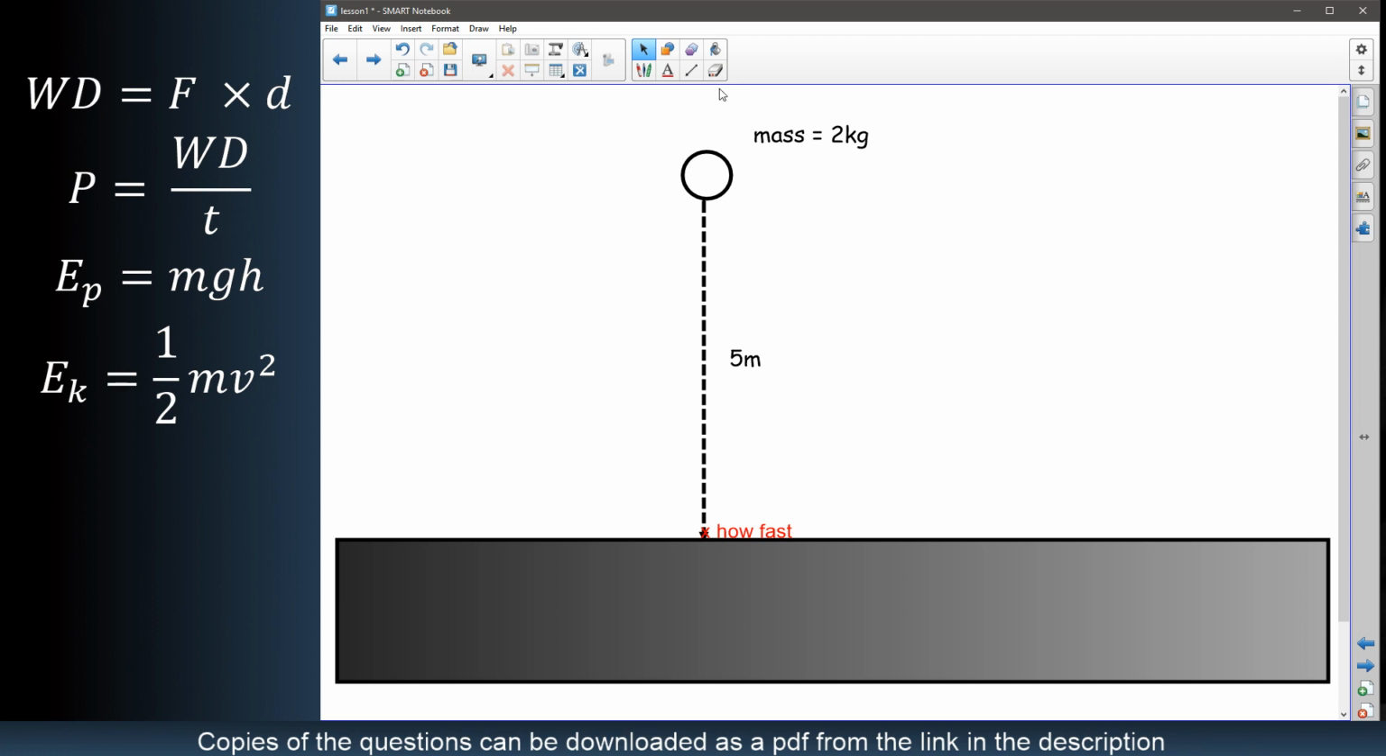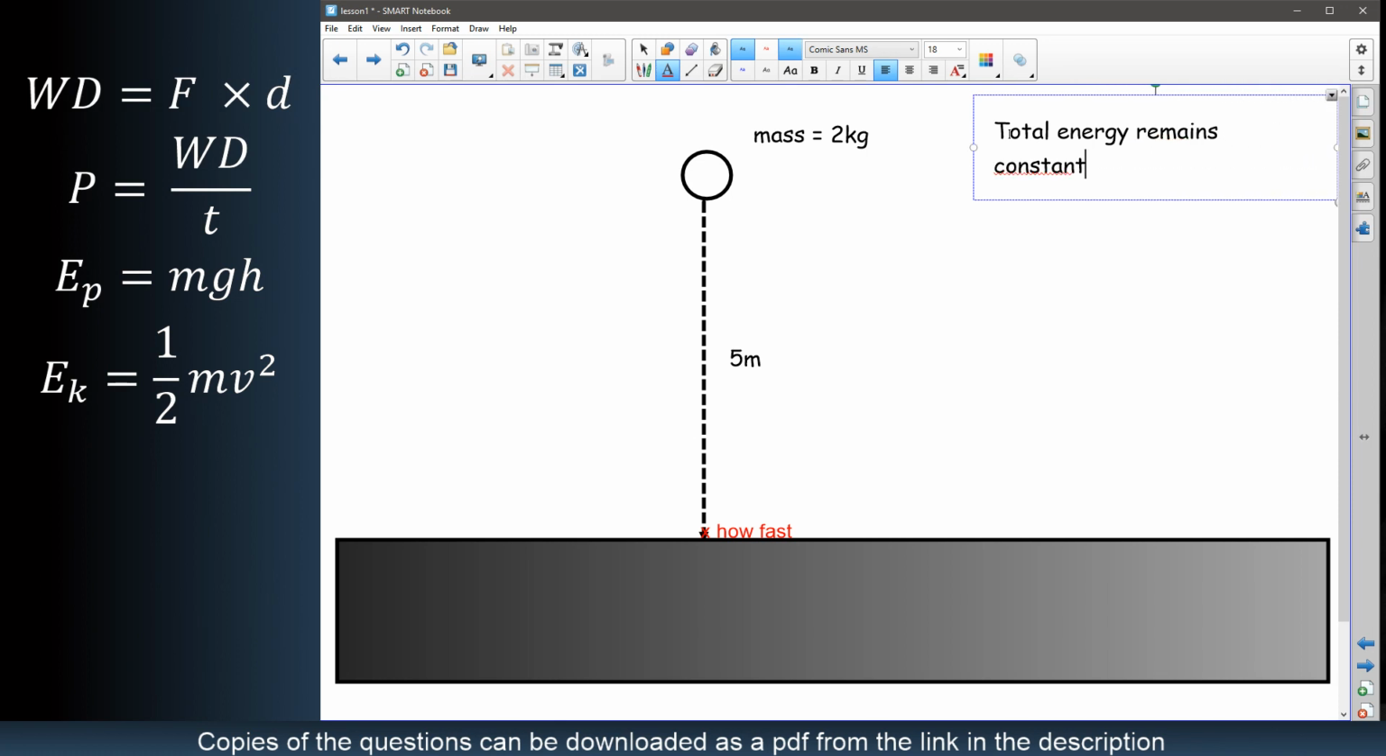So in order to do that, we have to use something called the principle of conservation of energy, which says that energy cannot be created, it cannot be destroyed, but it can be changed from one form into another. In really short mathematical terms, that just says that the total energy remains constant. It can change what type it is, but in total it remains constant.